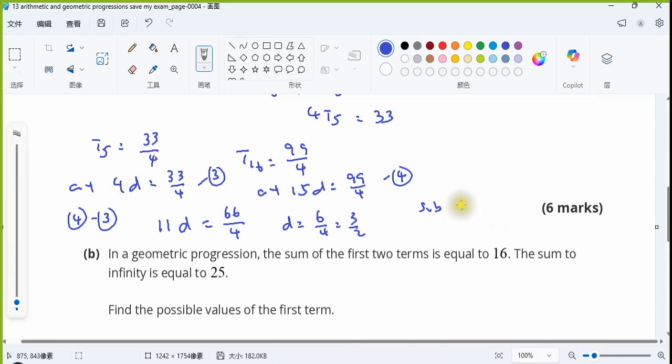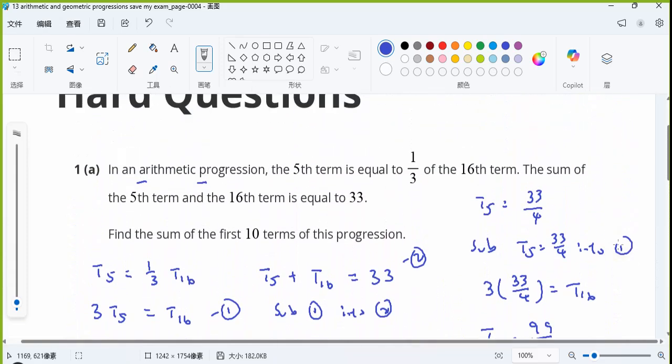And then we sub D equal to 3 over 2 into equation 3. We have A plus 4 times 3 over 2 equal to 33 over 4. Then we have 33 over 4 minus 24 over 4, which is 9 over 4. So A is 9 over 4.